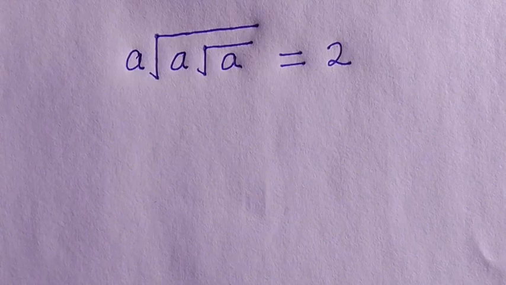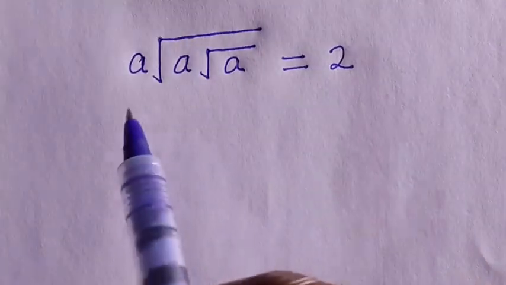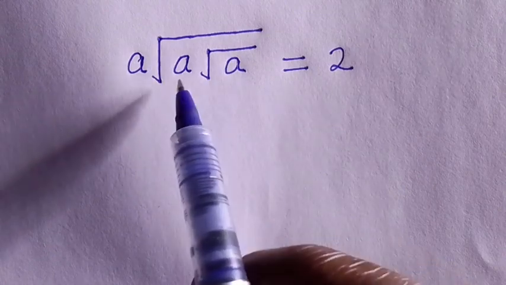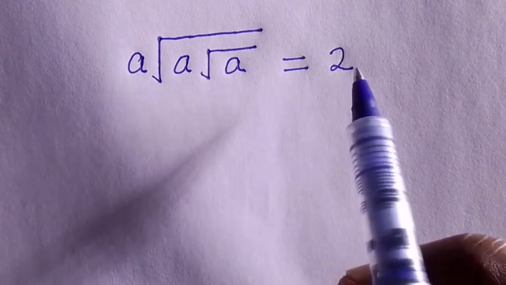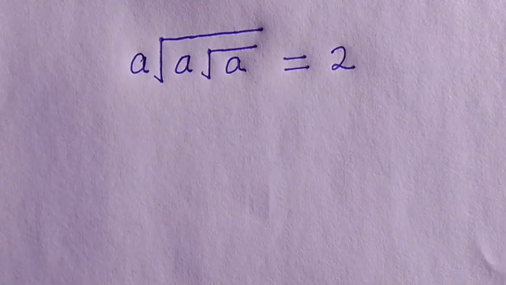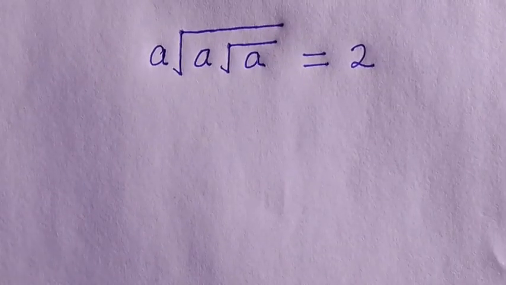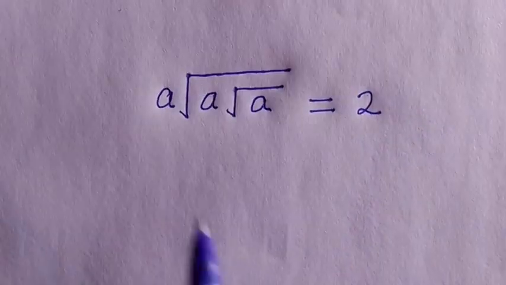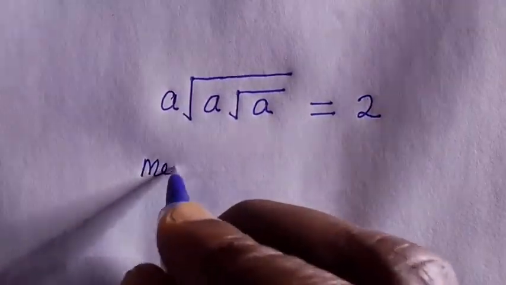How to solve these interesting nested radical equations where we have a multiplied by root a inside root a equals 2. To solve this kind of problem, we are going to apply two different methods. Let's consider method 1.